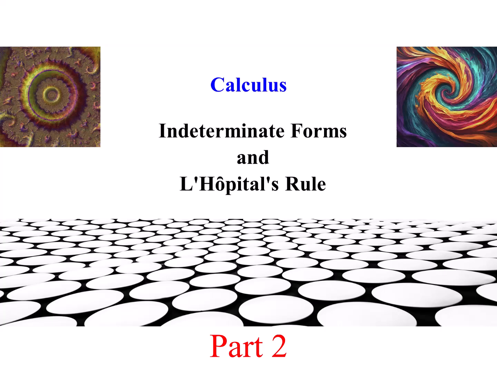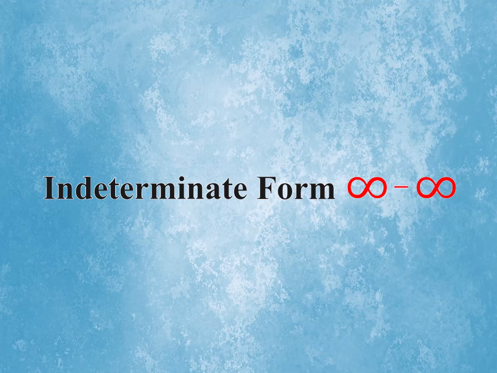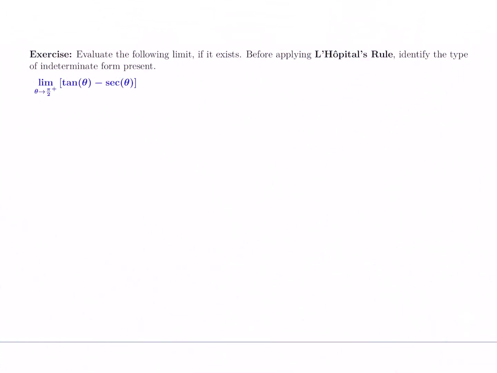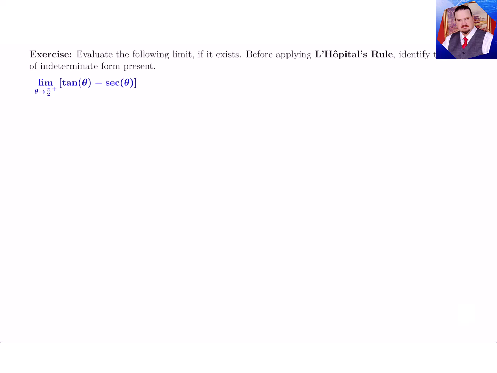Okay, for our next L'Hopital's rule problem, we're going to look at this following one-sided limit. And by the way, there's nothing special about the fact that this limit is one-sided. It could have been two-sided, but for simplicity, we're just looking at the limit as theta goes to pi halves from the right. So first, we want to analyze the indeterminate form.